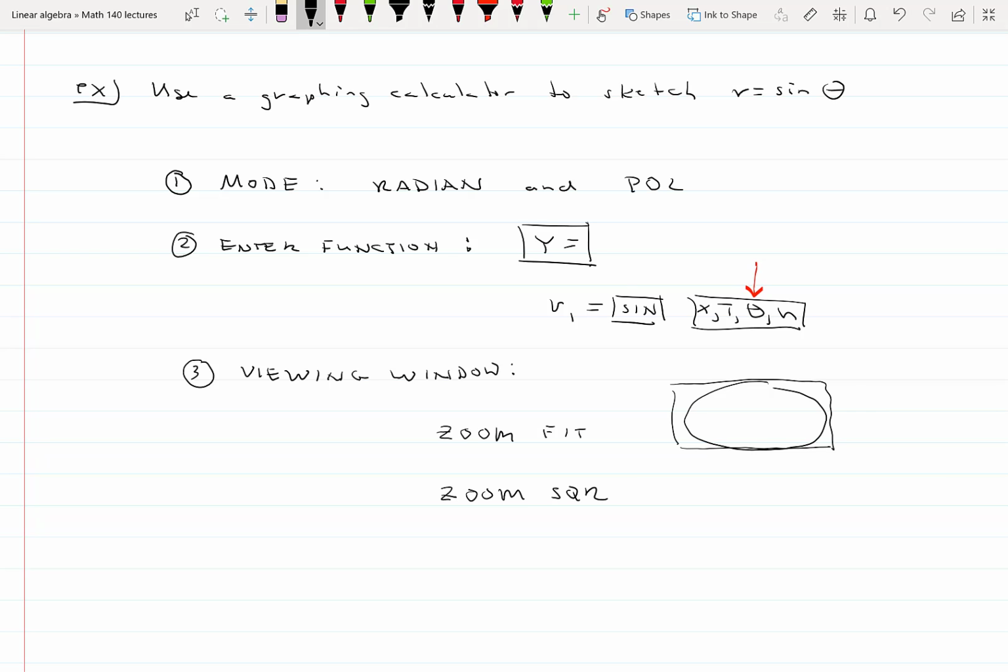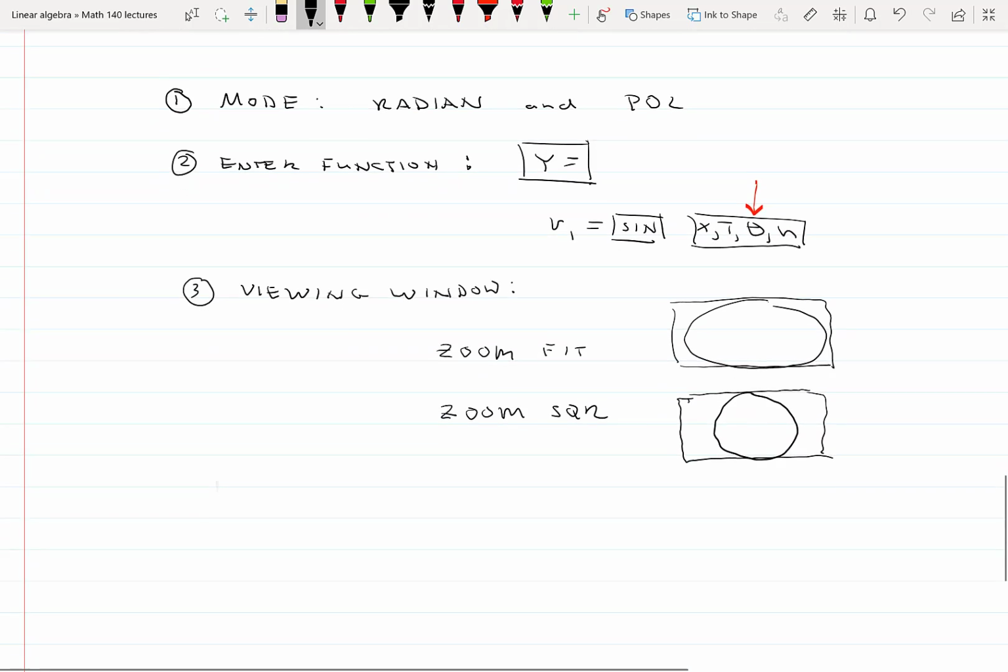So you push zoom again, and square is number 5. So I just push zoom 5. And that will give you a nice, better than my graph, of course, nice circular-shaped graph. So zoom fit, zoom square.